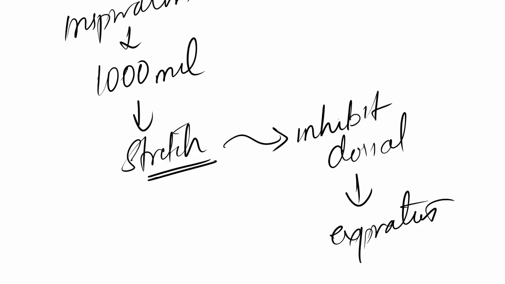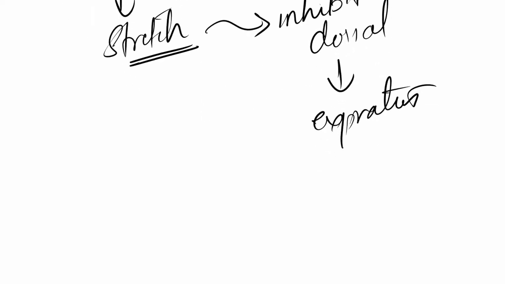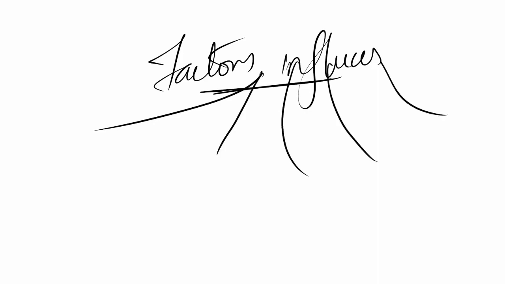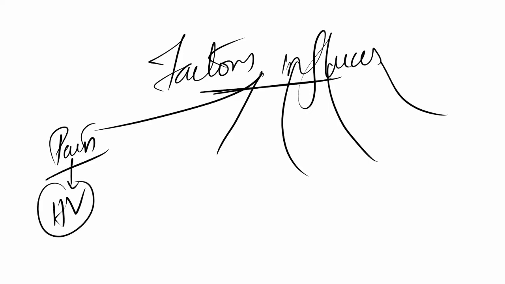Done. Now we'll come to the factors influencing respiration. If you are looking at regulation, you have to look at all the factors that regulate. We have a lot of things. First, we have pain. On stimulation by pain, it leads to hyperventilation. Imagine somebody pinches you, you start breathing faster, hyperventilation. It can be attributed to the adrenaline release, but just know that pain causes hyperventilation.